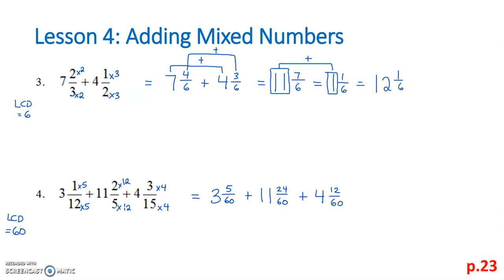Now I'm ready to add my whole numbers and add my numerators. So first I'm going to do my whole numbers. 3 plus 11 plus 4, that equals 18. And then I'm going to add my numerators. 5 plus 24 plus 12. 24 plus 12 is 36, and another 5 is 41/60. I have a proper fraction here, so I have a good mixed number, and 41/60 is in lowest terms. So this is my final answer, 18 and 41/60.